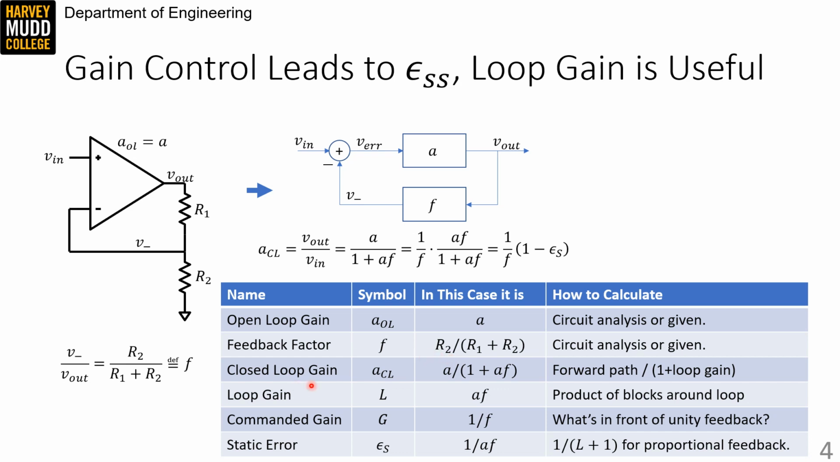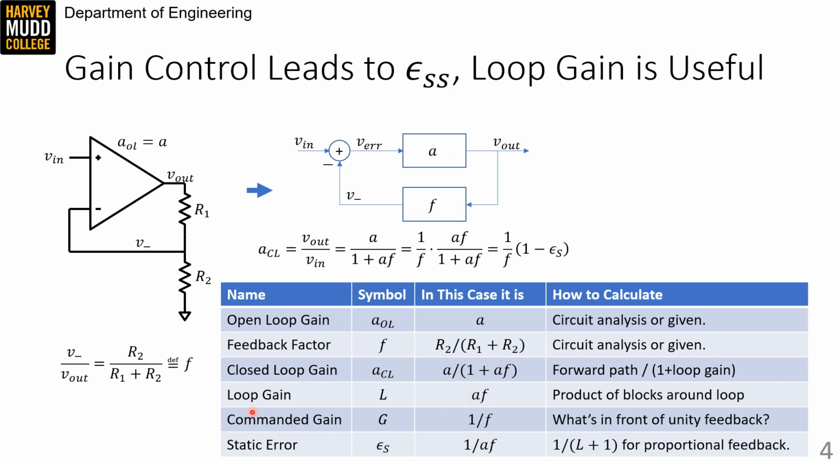The closed loop gain is V out over V in for the whole system. I'm being really meticulous about naming this term as closed loop gain because people often confuse it with the commanded gain. So watch out for that sort of ambiguity. We calculate it using Black's formula, which is forward path over 1 plus the loop gain. The loop gain is L, and in this case it's equal to AF, and it's the product of blocks around your feedback loop.